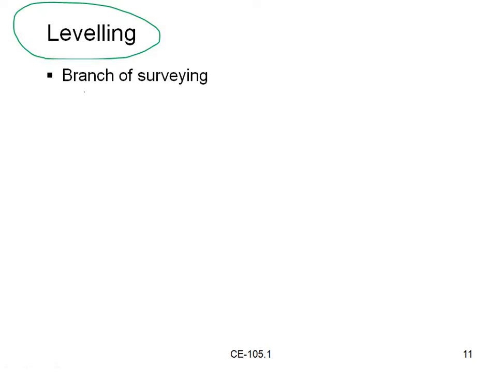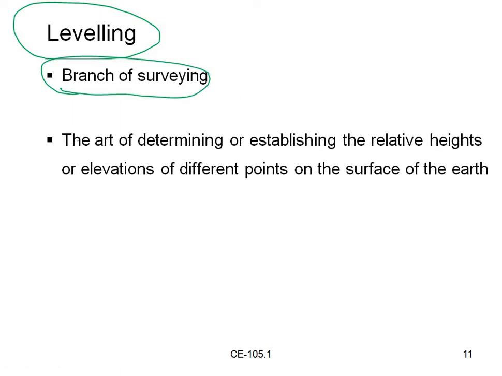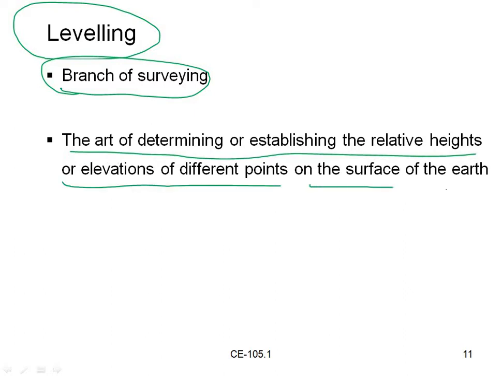The next one is leveling. The surveying which we were discussing is one word, and another one is leveling. This leveling is different from surveying, but it is a part, a branch of surveying. Leveling is the art of determining or establishing the relative heights or elevations of different points on the surface of the earth. So it is called leveling.